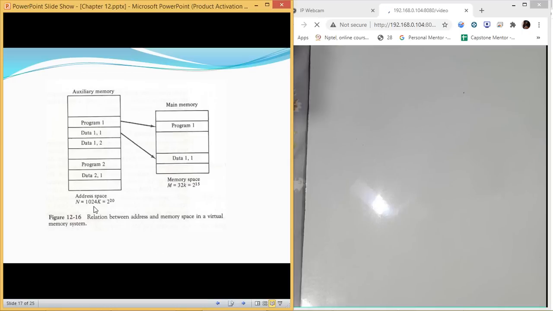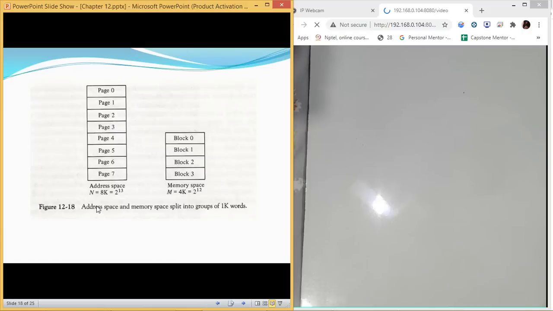The size of your auxiliary memory or hard disk drive is 1024K, which means 2 raised to the power 20 spaces are required. This is just a small hard disk drive. Then for main memory, the size is 32K, which is 2 raised to the power 15 spaces. Why? Because 2 raised to the power 15 will be around 32K, and 2 raised to the power 20 will be equivalent to 1024K. So this is how we are now going to process this.